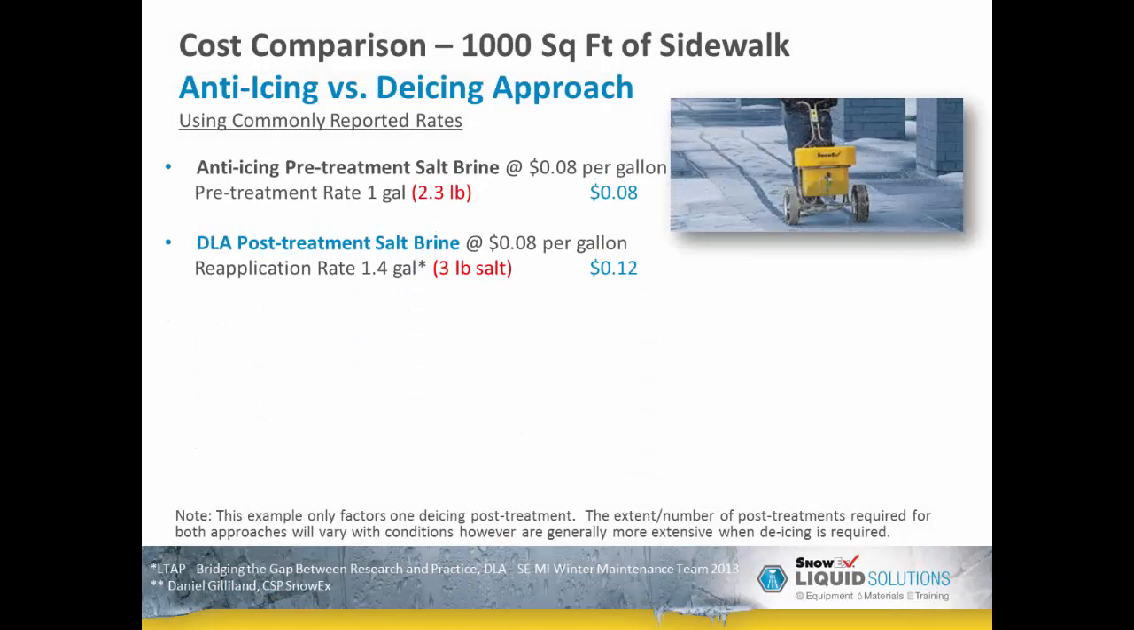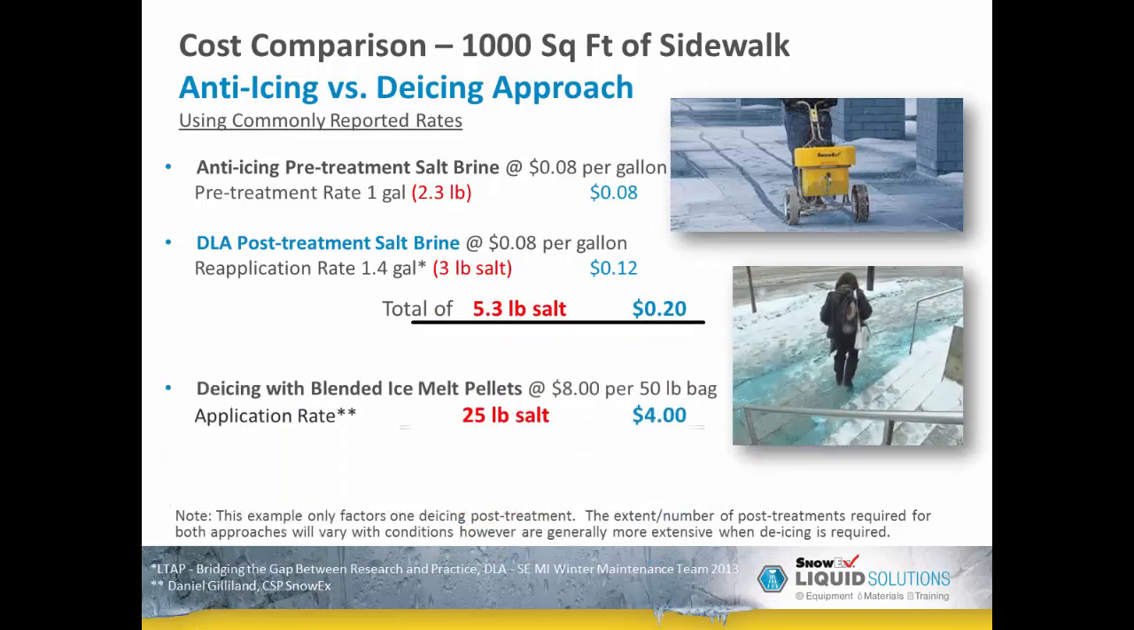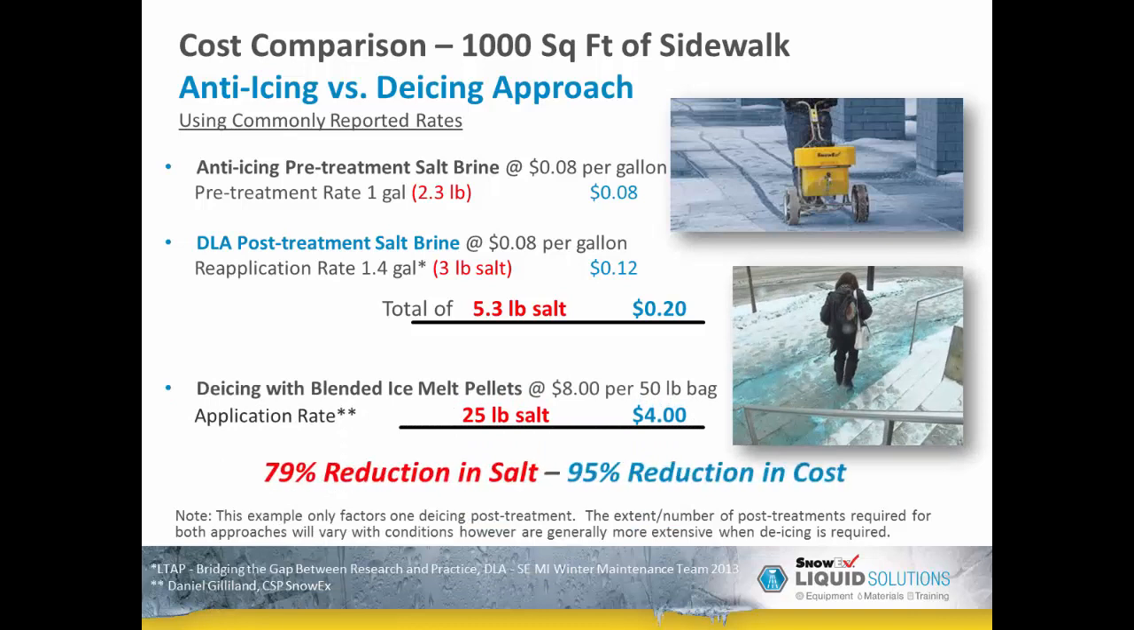In a similar example, for 1,000 square feet of sidewalk, we are using commonly reported application rates for both anti-icing and de-icing. The anti-icing approach utilized 5.3 pounds of salt at a cost of 20 cents versus 25 pounds of ice melt at a cost of $4. A 79% reduction in salt and a 95% reduction in cost. The substantially higher cost of ice melt is only one reason sidewalks are an ideal place to take a direct liquid approach.